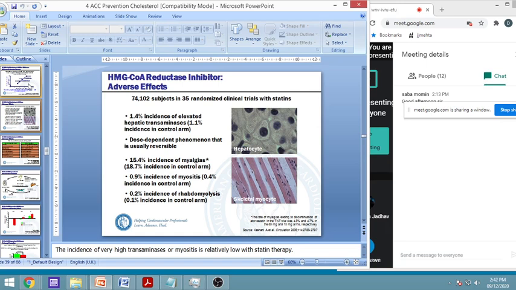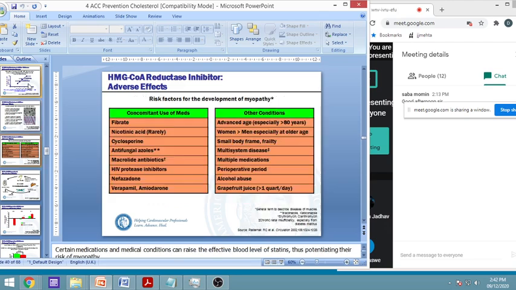These are the major side effects these are causing, but if we compare with the benefit, that it protects from death, then the benefits are comparatively more than the risk. What are the risk factors for development of myopathy? If people are simultaneously using fibrates, nicotinic acid, cyclosporine, antifungal azoles, macrolide antibiotics, HIV protease inhibitors, then nefazodone, verapamil, amiodarone, these are all responsible for myopathy, and if simultaneous use is going on, then it will cause it.